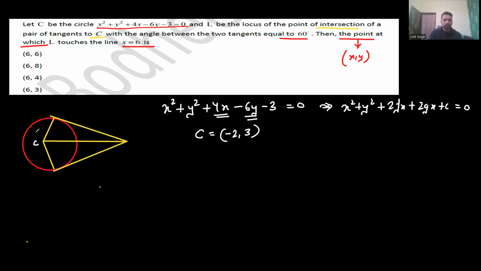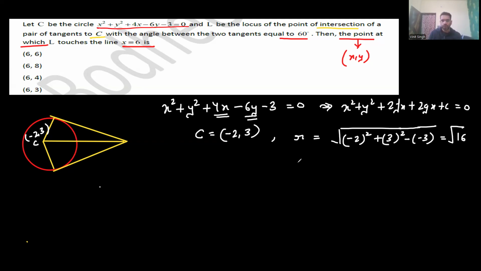Now, the coordinate is (-2, 3), and the radius is equal to the square root of (-2)² + 3² - (-3), which is 4 + 9 = 13, 13 + 3 = 16. So the radius is equal to 4 centimeter. Now the radius is 4. Here is a 90-degree angle.